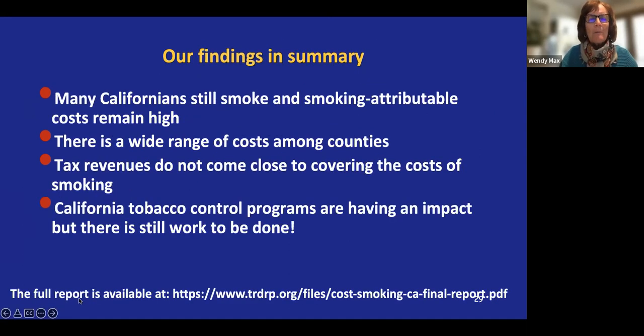So just to summarize, what we found in these reports where we've looked at the cost of smoking across the whole state is that many Californians still smoke, and smoking attributable costs are high. They're falling, but they're still very high. There's a wide range among the different counties. The tax revenues, even with the increase, still don't come close to covering the cost of smoking. And I think the good news is that the California tobacco control programs are having a great impact, but there's still work to be done.